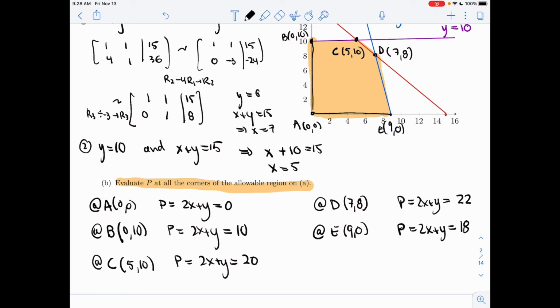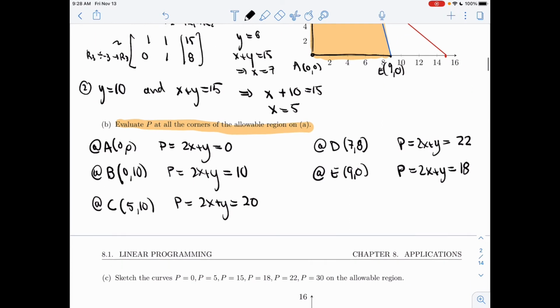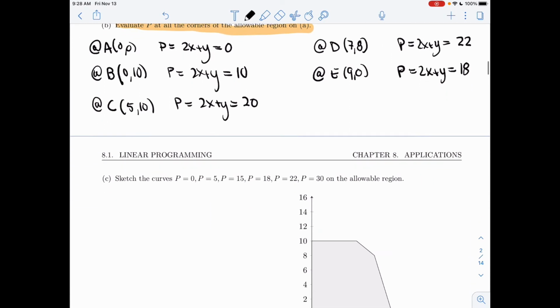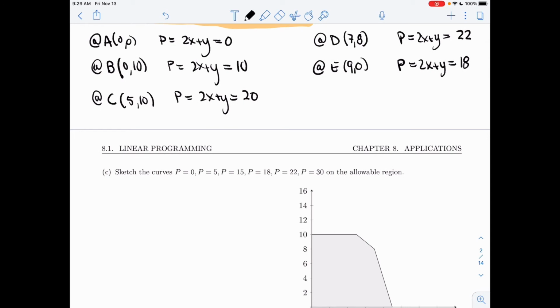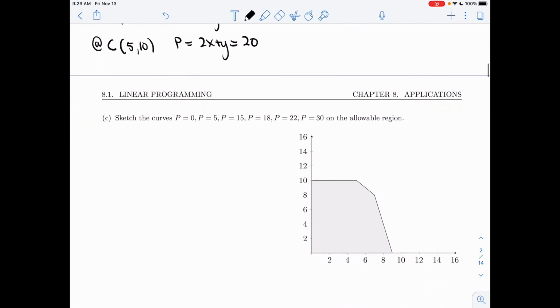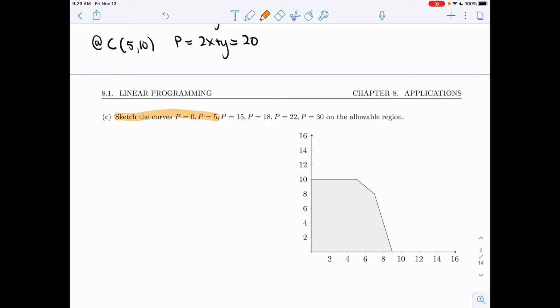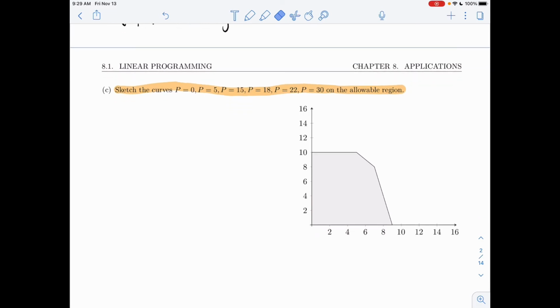Right now, I only evaluated the function p at 5 different points. Of course, I'm interested in all orange points, and there's no way to actually compute all of these values. But let's see why we should be able to figure out the answer just by looking at the corners. All right, so here I want to sketch the curves on the allowable region. All the curves are fixed values of p: p equals 0, 5, 15, 18, 22, and 30. I want to see how the function changes and how it behaves.